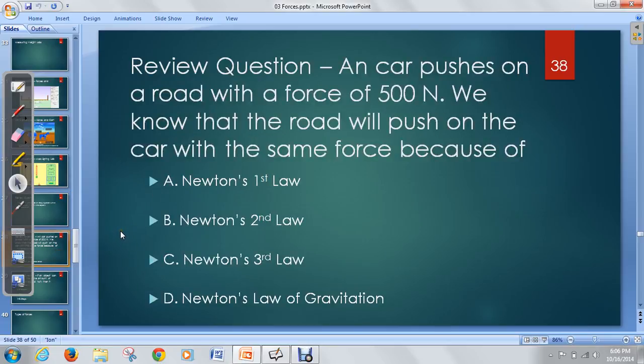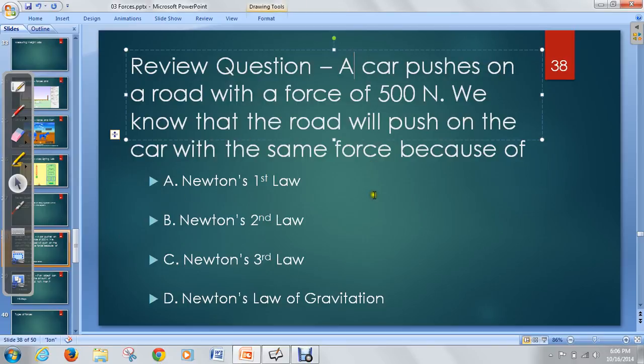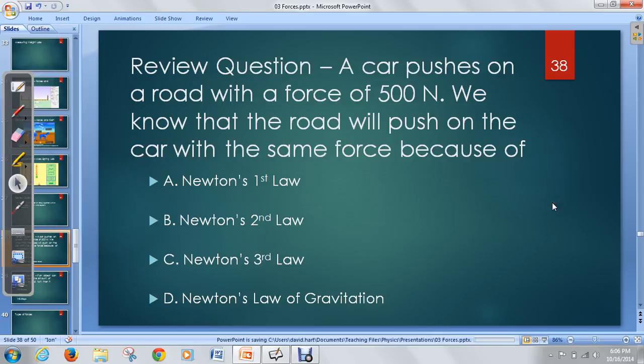A car pushes on a road with a force of 500 newtons. We know that the road will push on the car with the same force because of A, Newton's first law, B, Newton's second law, C, Newton's third law, or D, Newton's law of gravitation. Okay, so think about that for a second. And if you answered C, Newton's third law, you are correct. Because we know that forces act in pairs.